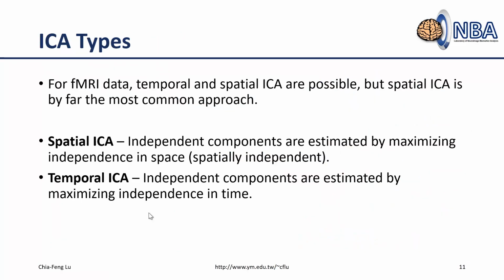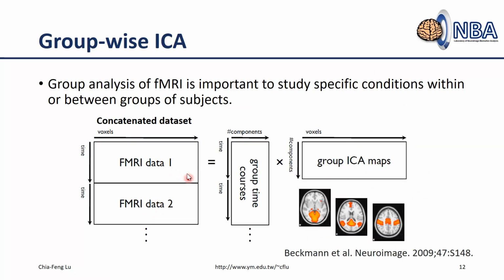However, if you have a group data set, that means you may have 10 or 20 or 30 subjects' data on hand, can you perform the so-called group-wise ICA? Of course, yes, you can do so. And this is one of the approaches that you can take. We call it the concatenated ICA. Why we name it this way is that we just try to concatenate all the fMRI data sets from different subjects into a full matrix.